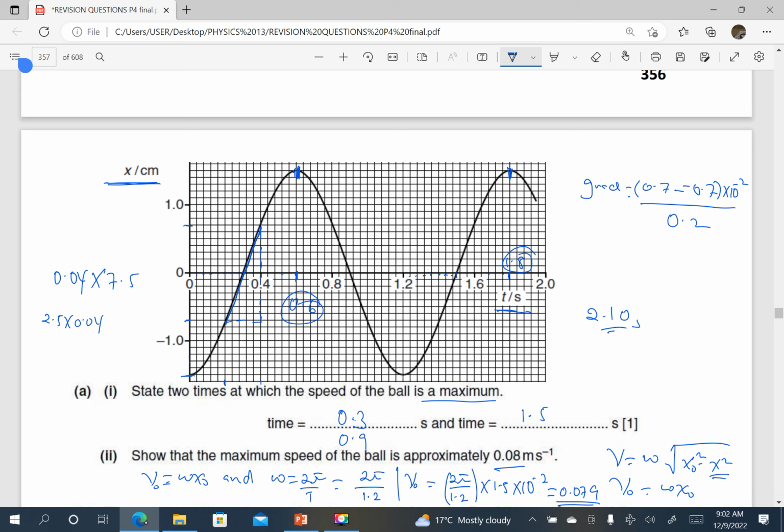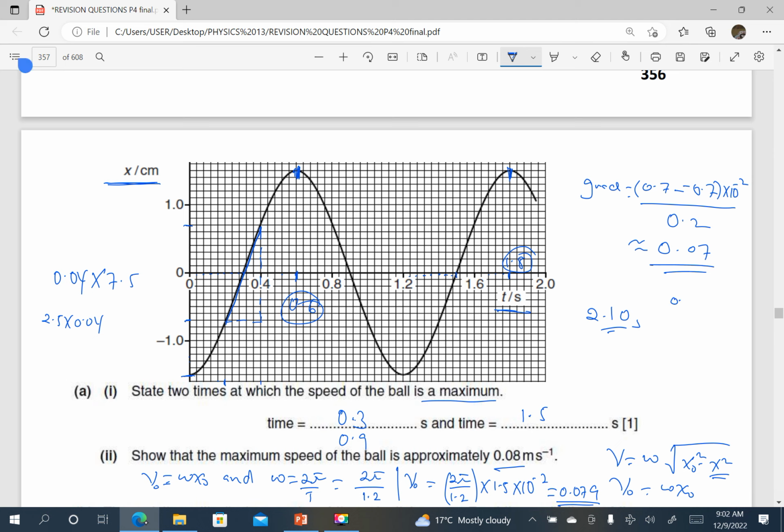So for the gradient, it will give you approximately 0.7, because that is 1.7 divided by 0.2. Is it true? No. 1.4 divided by 0.2. So the gradient gives you approximately 0.07, and I think that will be acceptable.